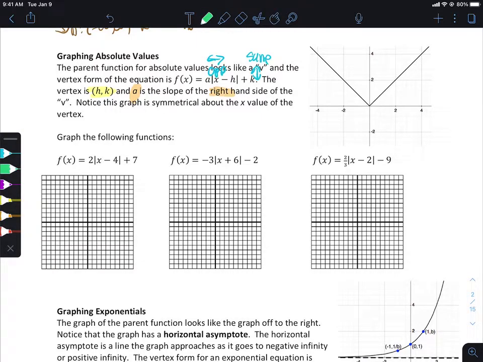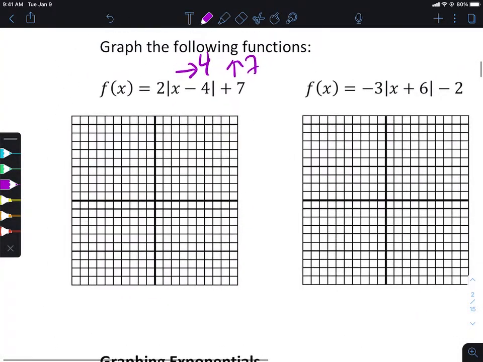Okay? So here, if we look at this example, this means we're going the opposite direction inside. So we're going right by 4, the same direction outside, so up by 7. So right 1, 2, 3, 4, up 1, 2, 3, 4, 5, 6, 7. Okay, this is our A value. That's the slope of the right-hand side.